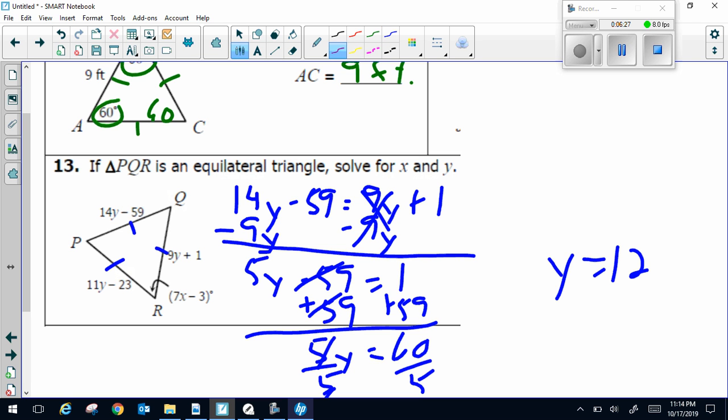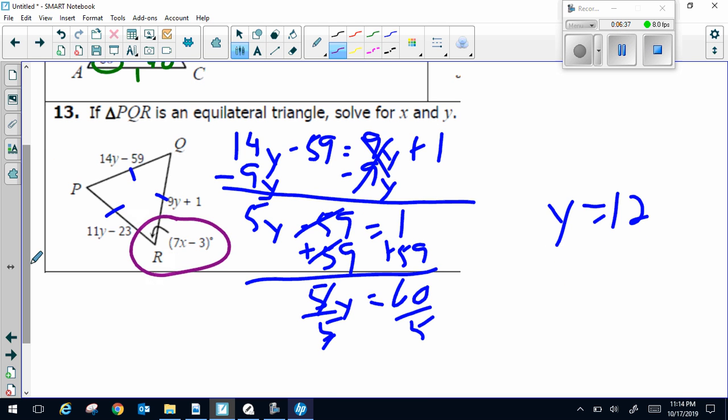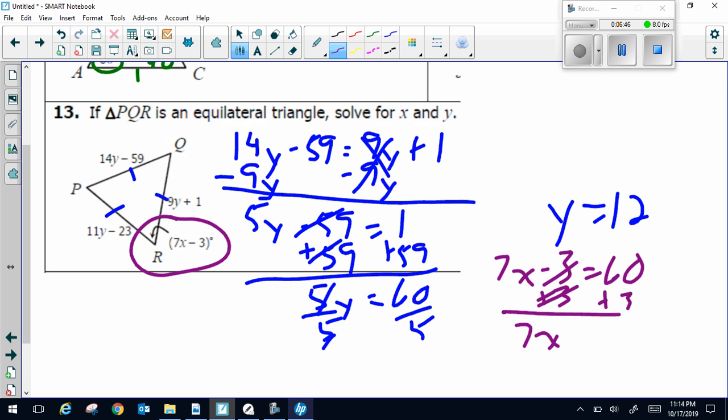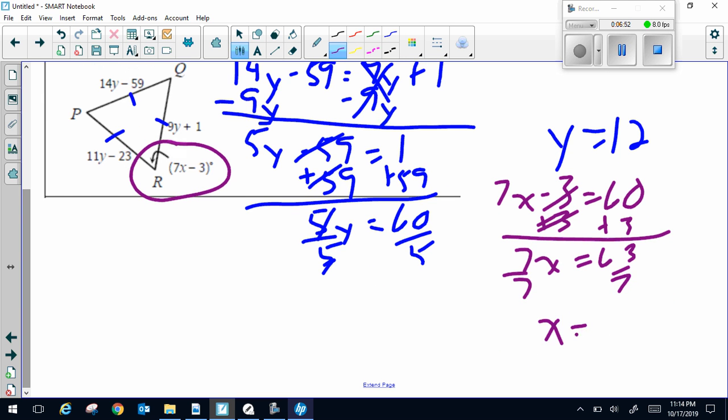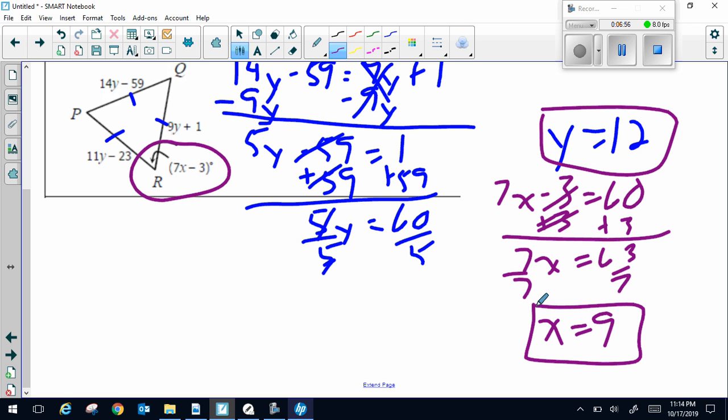Okay. Now for the x portion, x is an angle. And since the triangle is equilateral, that means it's also equiangular, which means all three angles are 60 degrees. So essentially, you're going to make 7x minus 3 equals 60. You're going to add 3 over, add 3 over. So 7x is equal to 63. Divide by 7, divide by 7. And you get that x is equal to 9. So you got y here is 12, x is 9, and you are done.